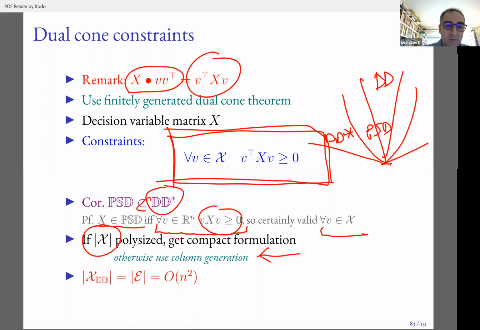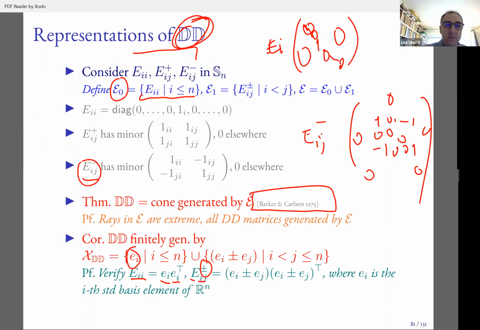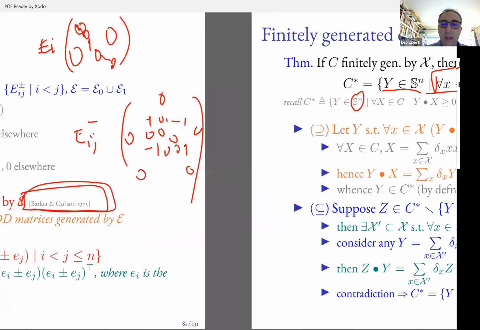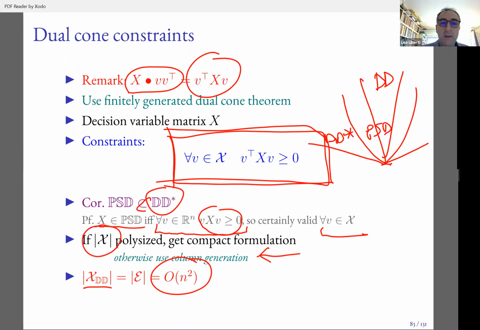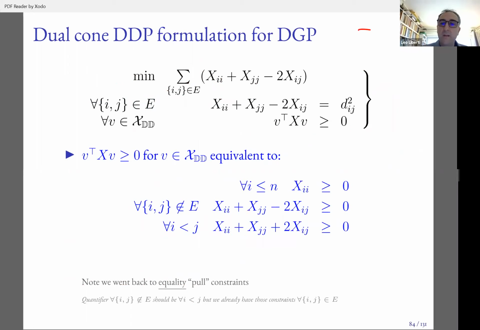But in the case of DD, in fact, you have n squared extreme rays, as the result by Barker and Carlson shows. So you can actually add them all in a compact way. So this would be the formulation: you look for every V in the extreme rays of DD. This is still not very practical.